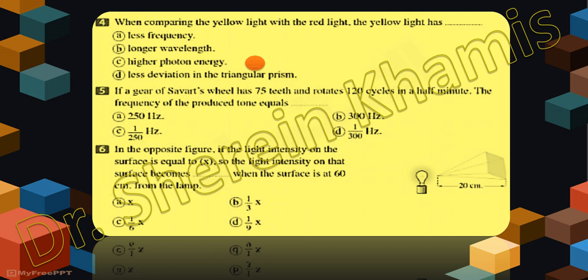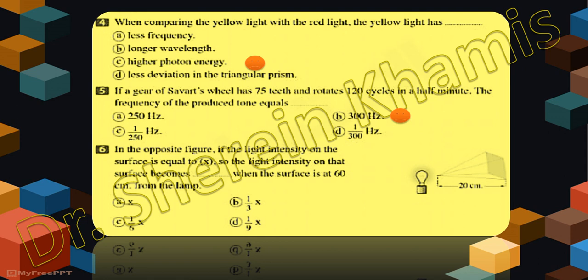If a gear of a Savart wheel has 75 teeth and it makes a rotation of 120 cycles in half a minute, the frequency of the produced tone equals... Okay, we said the frequency equals n over t, the number of rotations divided by the time, times the number of gear teeth. So we have 120 cycles divided by half a minute, which is 30 seconds. 120 divided by 30 equals 4, so we make 4 times 75, so the right answer will be 300 hertz. That is the frequency produced by the Savart wheel.